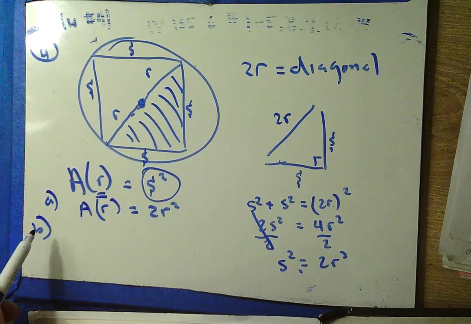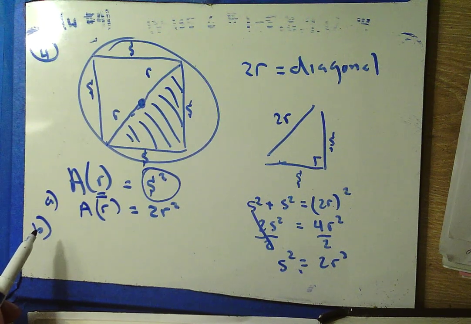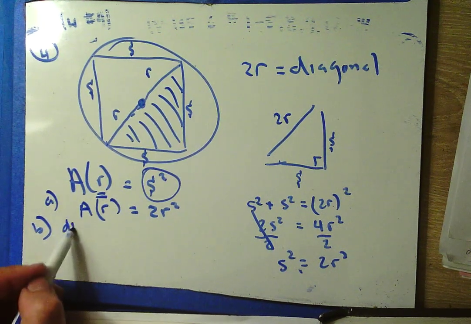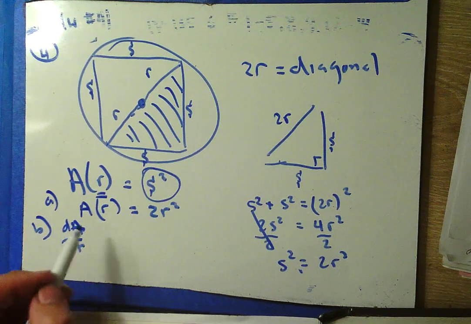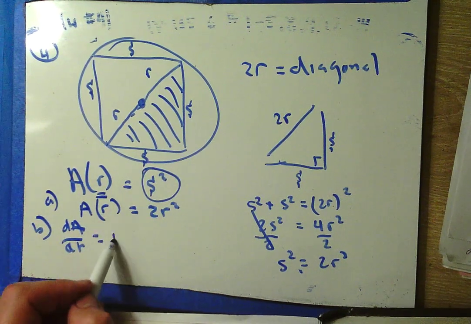Part B. Are they asking me to find the instantaneous rate of change in A with respect to the radius of the circle? Sure. They want to know dA/dr. And that's going to be 4r.